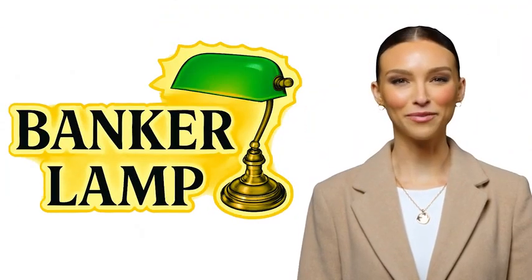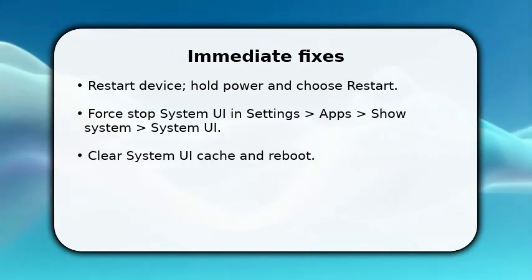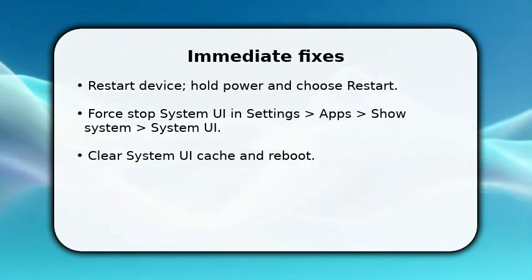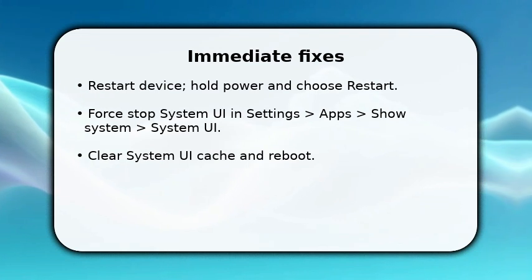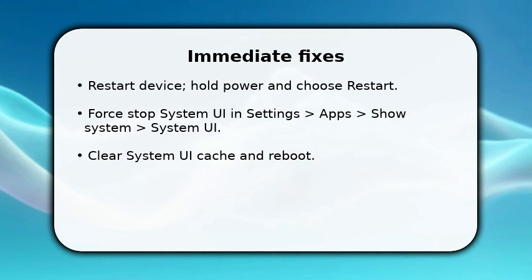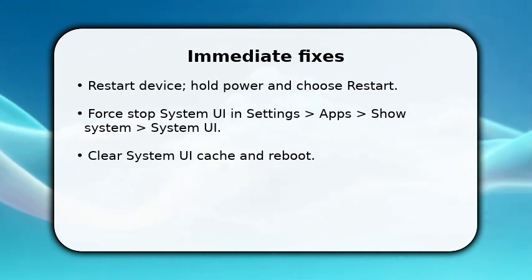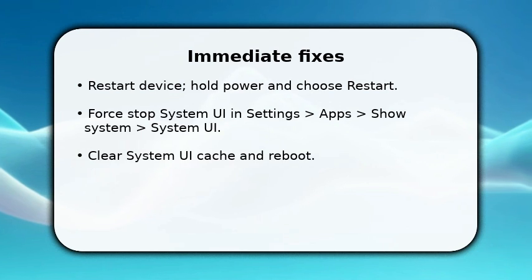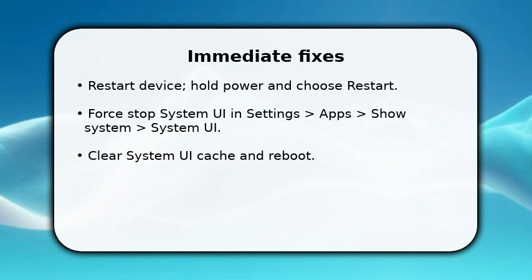You start by acting immediately. Restart the phone to clear temporary glitches, then open Settings and force stop System UI so it stops any stuck process. Once done, go to Apps, enable Show System, tap System UI, choose Storage, and clear cache. This removes corrupted temporary files without deleting data.